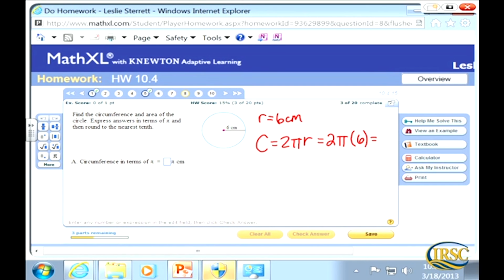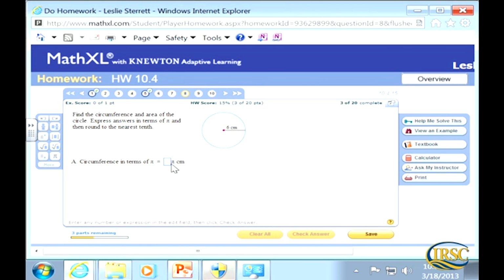2 times 6 is 12. Leave pi in your answer as if it was a variable there. So for your first answer, you're just typing in the number 12 because the pi is already there. I've seen so many students mess this up and they don't get full credit because they're not paying attention to what they're supposed to be typing in. All right, so for the first one, type in 12. Well done.